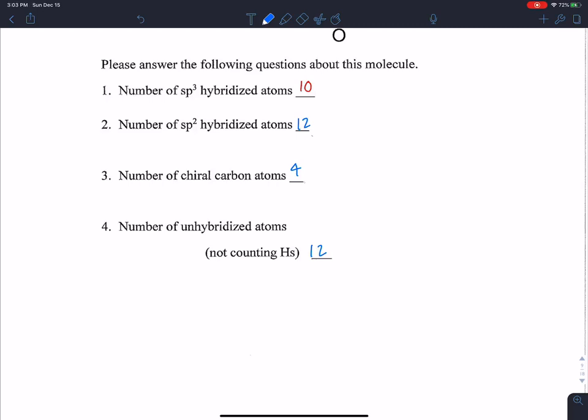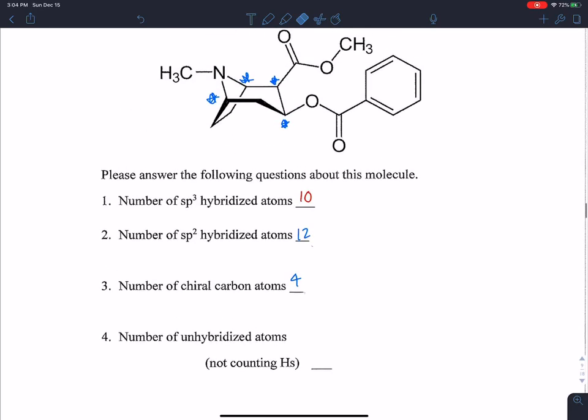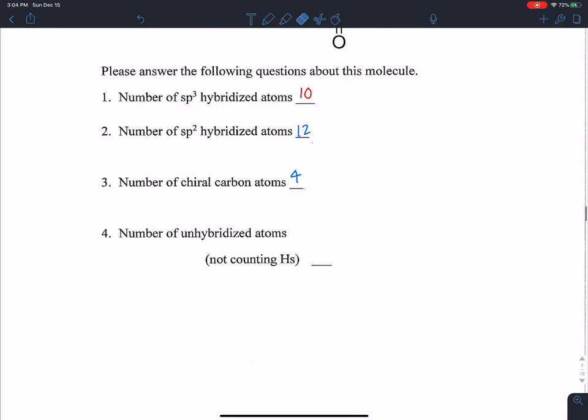Actually, let me think about this question for a second. Number of sp2 hybridized atoms. Number of unhybridized atoms. Like completely unhybridized? So the answer here should be 0. And the reason is because all the atoms are at least partly hybridized.